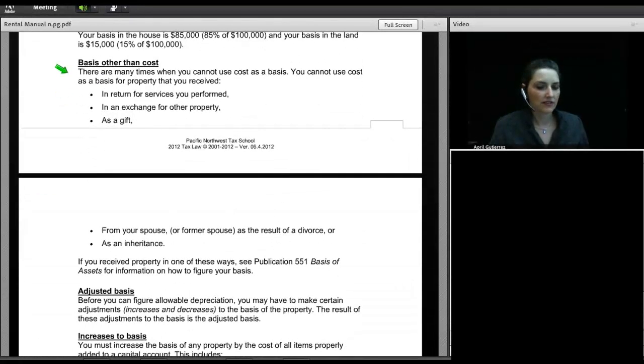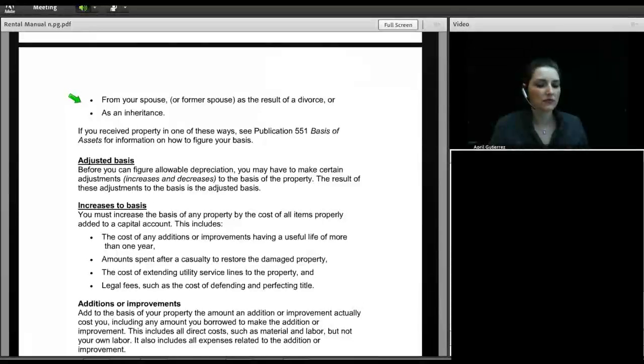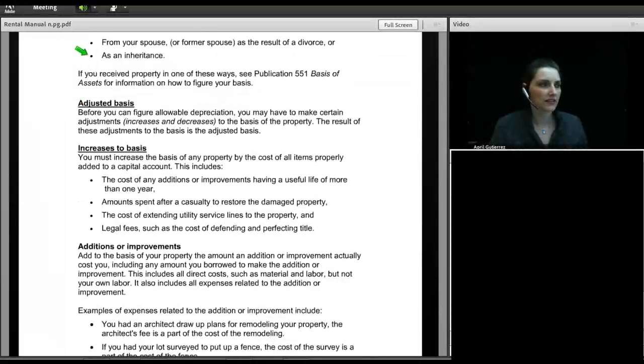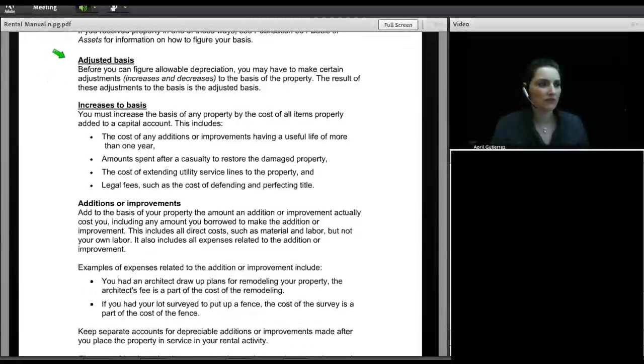Basis other than cost. There are many times when you cannot use cost as a basis. You cannot use cost as a basis for property that you received in return for services you performed, or in an exchange for other property, or as a gift, or from your spouse or former spouse as the result of a divorce, or as an inheritance. If you receive property in one of these ways, you should go to Publication 551 for basis of assets for information on how to figure your basis. And we cover a lot of those questions in our course called Basis of Assets as well.